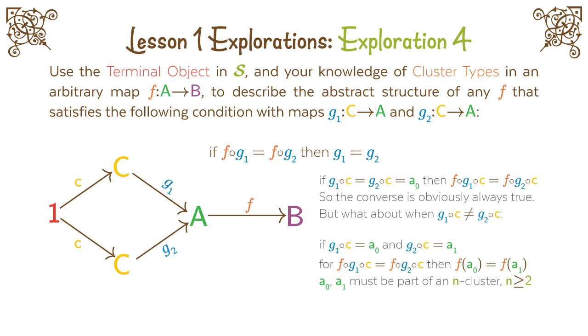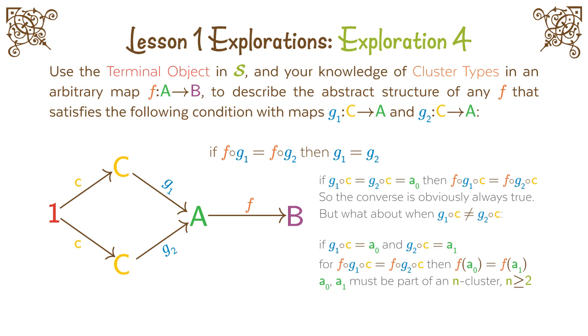But notice that it can't have any three clusters or any n-cluster where n is greater than or equal to 2. In other words, it cannot combine unique points of A, because then we could get a situation, as we just saw, where F following G1 is equal to F following G2, but G1 is not equal to G2. So F must consist solely of 0 clusters and 1 clusters.